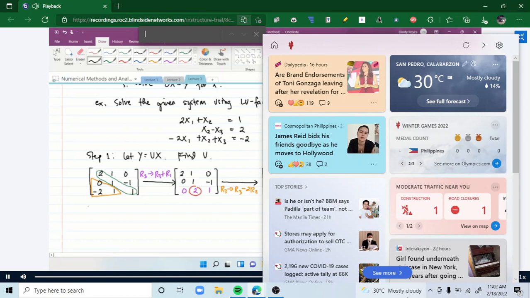Now in step 2, we have to solve Ly equals B. Before we can solve for Ly equals B, we have to find L, because we'll be solving for y. We already know what B is; these are the right-hand side constants. But we have to find L.